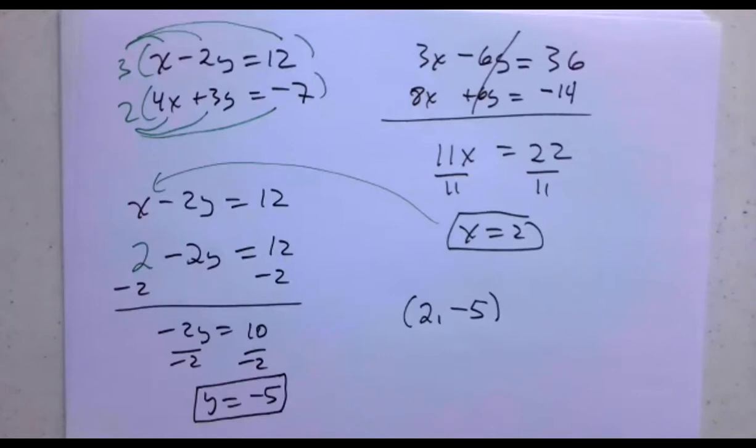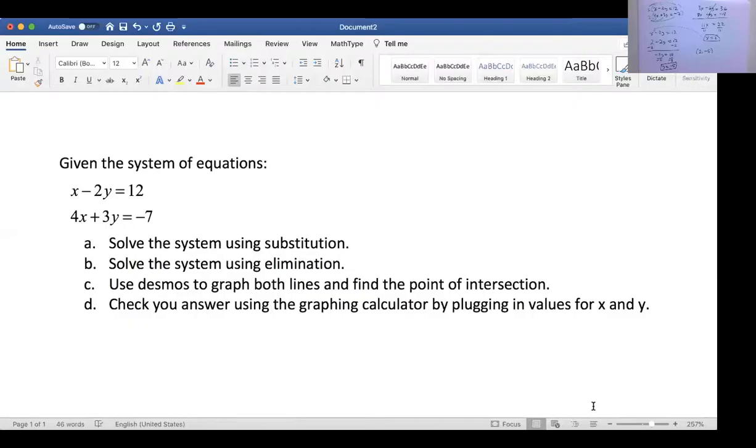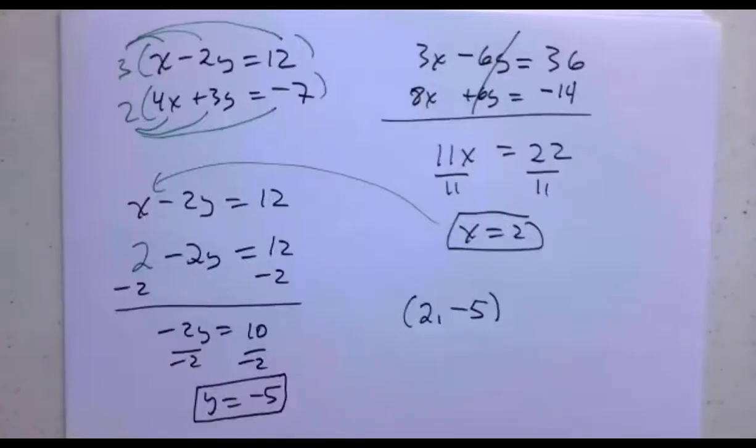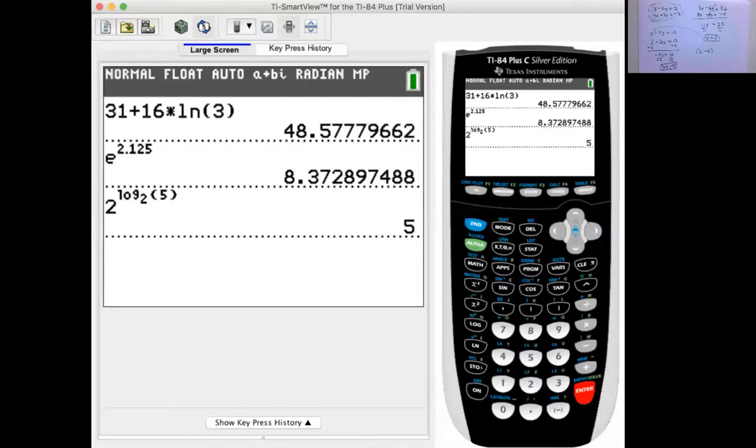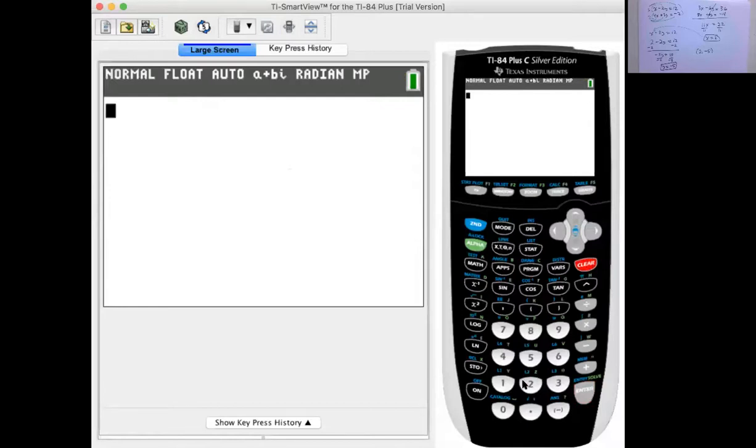And then the last thing I want to do is I want to check my answers by plugging them both into the graphing calculator, plugging in x and y to show that it works. So how do we check this with the graphing calculator? I believe that the solution is x is 2, y is -5. So 2 store in either alpha x or this x. -5, negative button is here. -5 store in alpha y. And then type my equations.